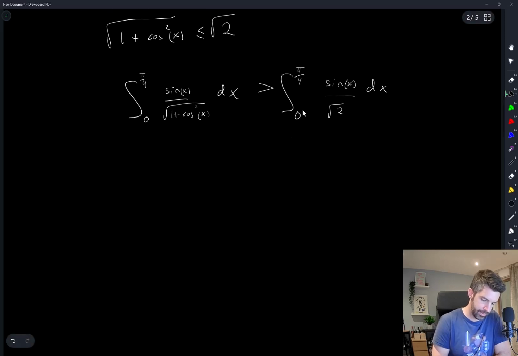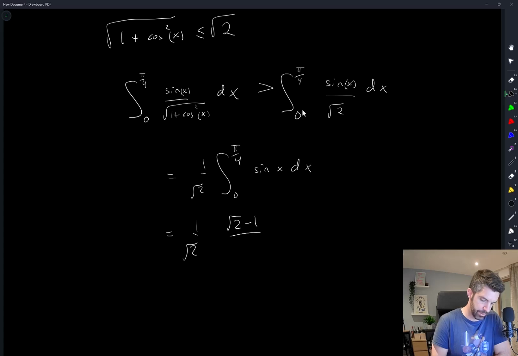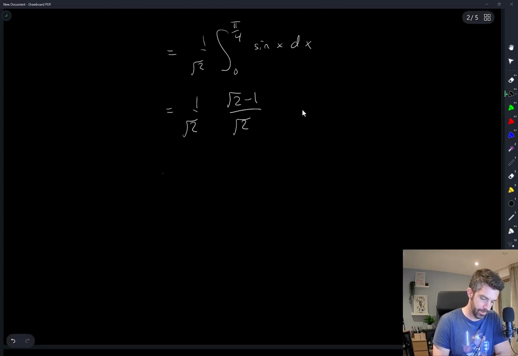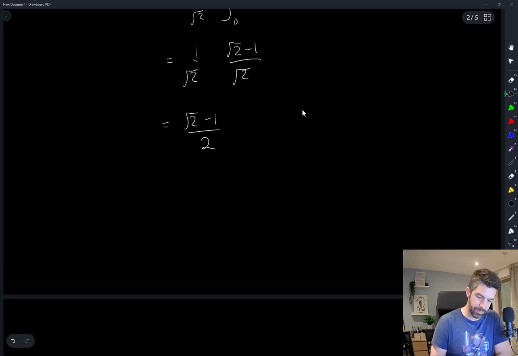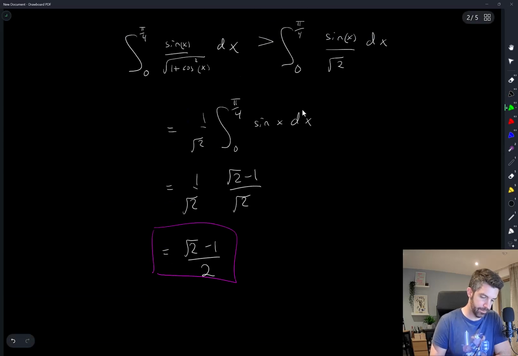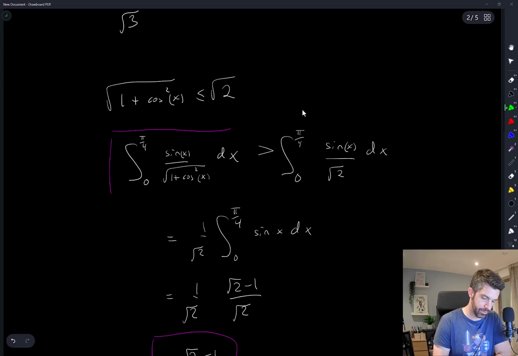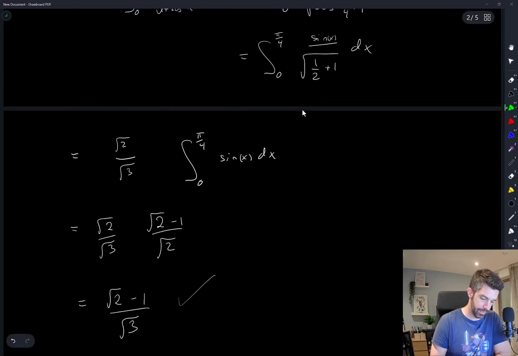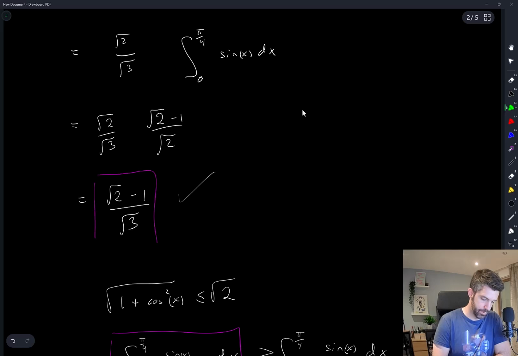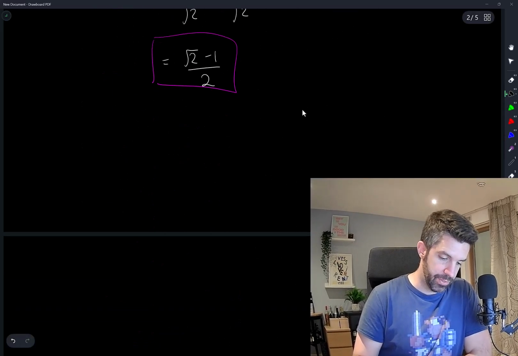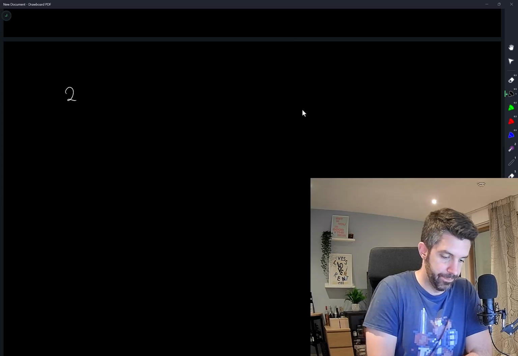Right? And that is equal to 1 over root 2 times this integral that we've done a couple of times now, which is root 2 minus 1 over root 2, which of course gives us what we want. Yeah. So if we put together this thing is less than the integral, and that thing is less than this, we get both inequalities that we're asked for. I'll write it out here in full so you can see it.